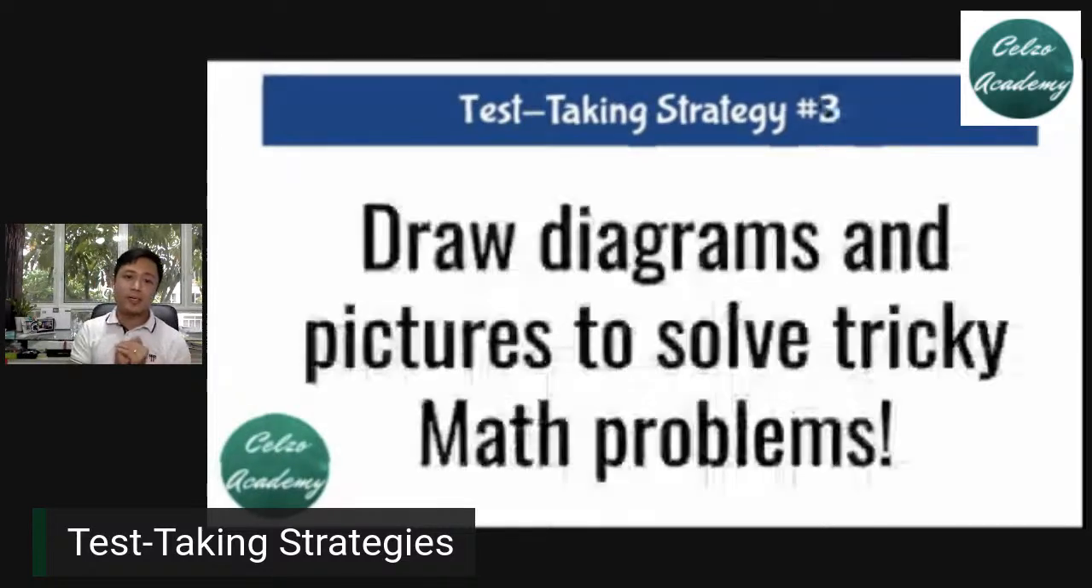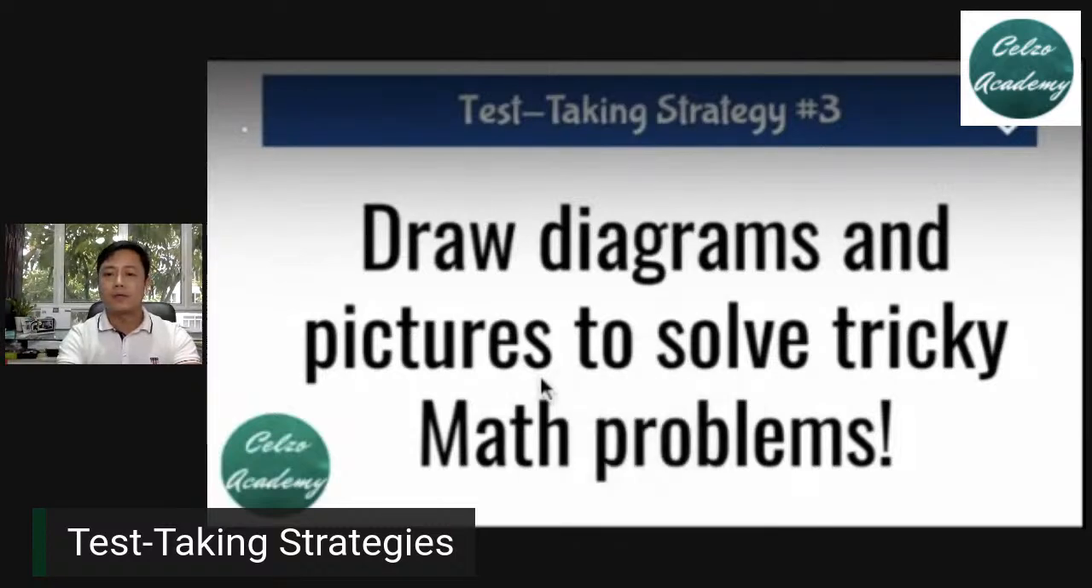Second strategy is eliminate distractors. And third strategy is draw diagrams and pictures to solve tricky math problems. For multiple choice questions, usually there's 4 or 5 choices, but make sure you can try to eliminate some of the choices. Usually use the process of elimination to whittle down the choices to only 2 or 3. That gives you a better chance to get the right answer.